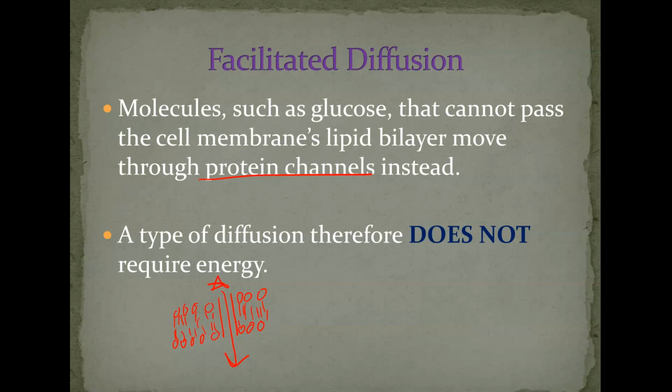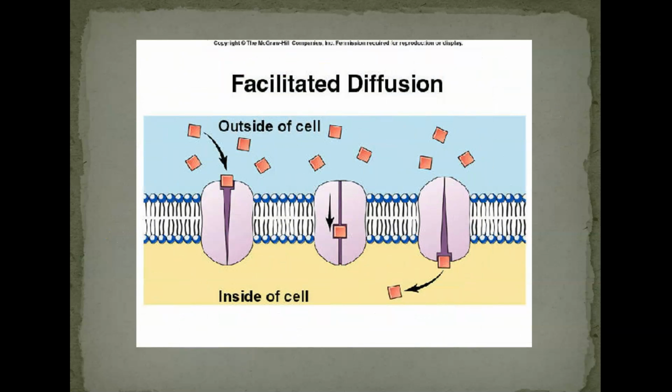There's no energy, so it's still moving with our high to low concentration, but we have something helping it, these protein channels. That's why it is facilitated. Again, we can see still moving from high to low. We're going through our protein channel, which is our nice straw here, into the other side.